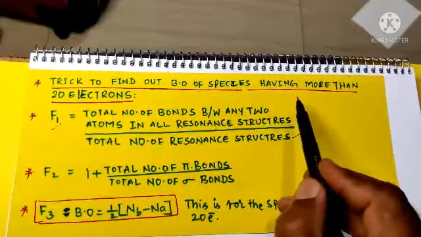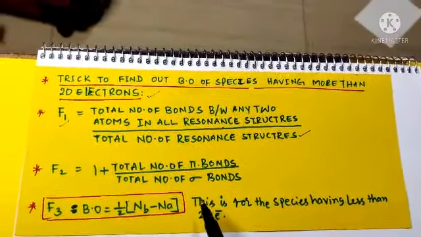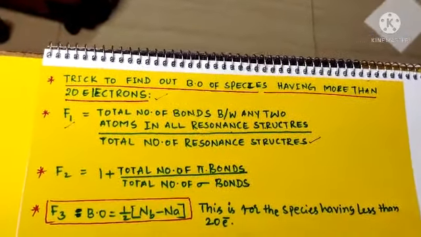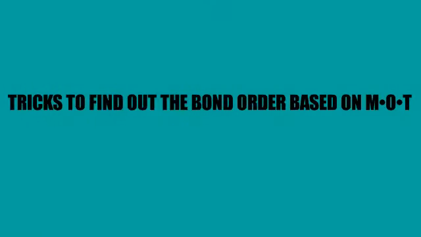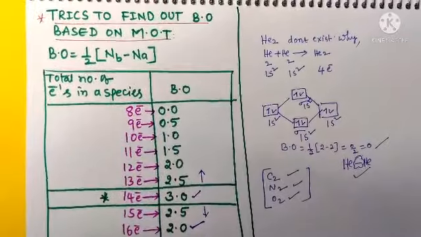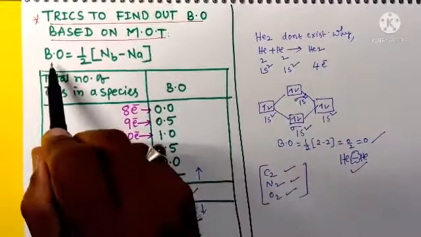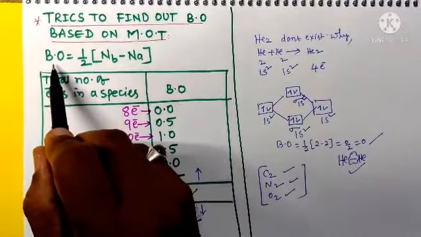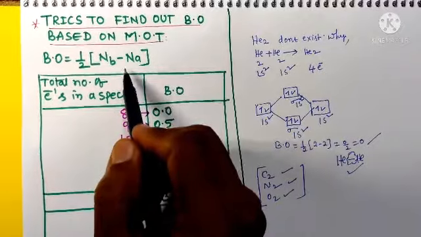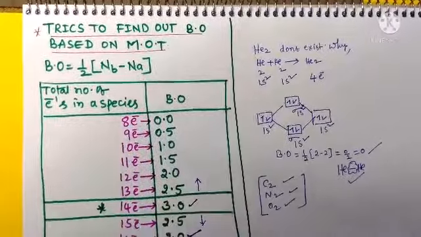If the species has more than 20 electrons, students. This is a very, very important trick to find out the bond order in objective examination without confusion. Hello, students. This is a very, very important trick to find out bond order based on MOT, molecular orbital theory. See here, students, based on MOT, bond order BO equals 1 by 2 into (NB minus NA).